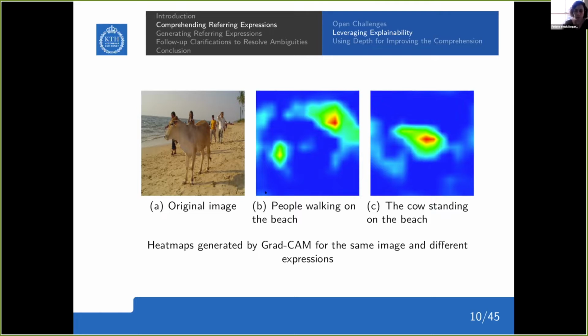How did we observe that? For instance, in here, when the caption is the referring expression, people walking on the beach, it generates a different heat map activation, which is mostly on the human part of the scene. And whenever the referring expression is the cow standing on the beach, the activation is mostly on the animal part. So we said that, okay, this image captioning module can also be used for referring expressions.